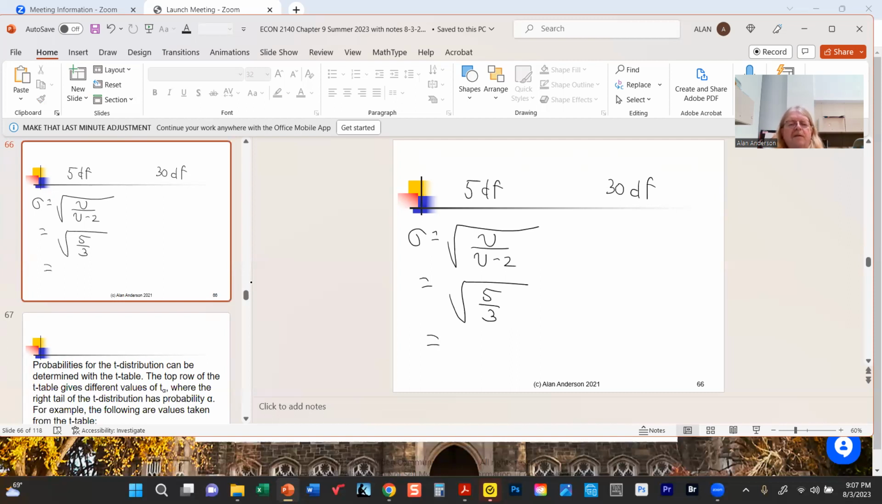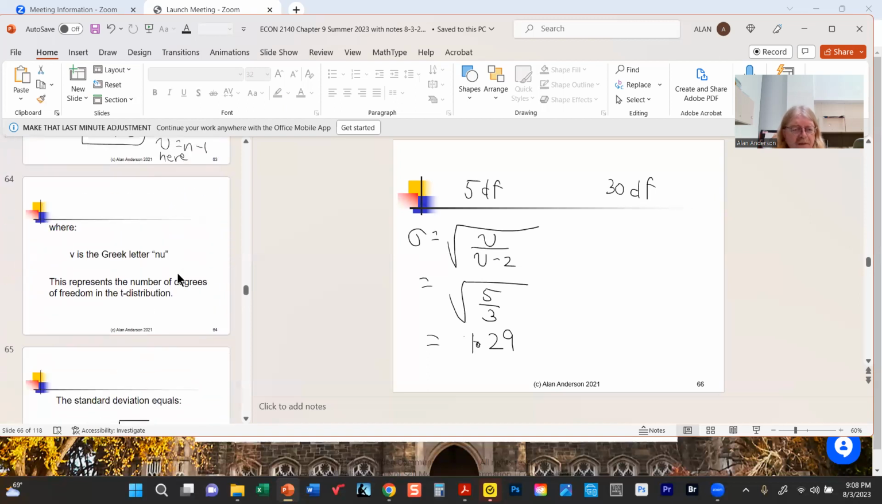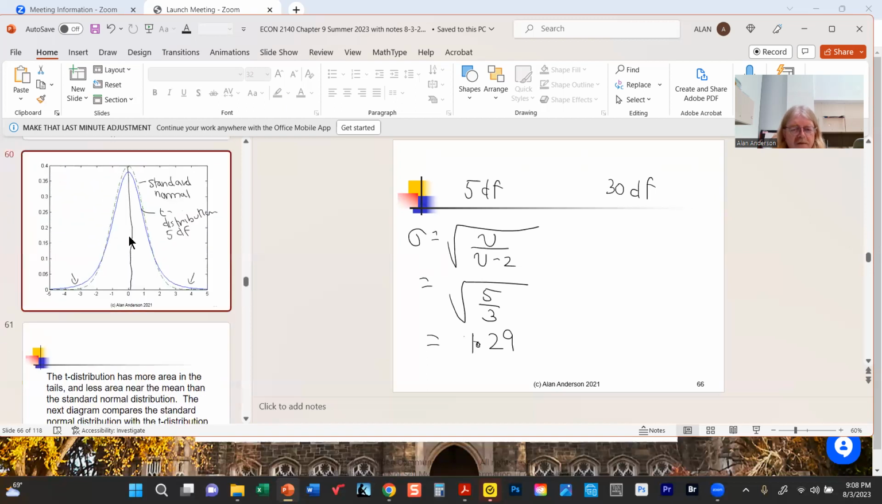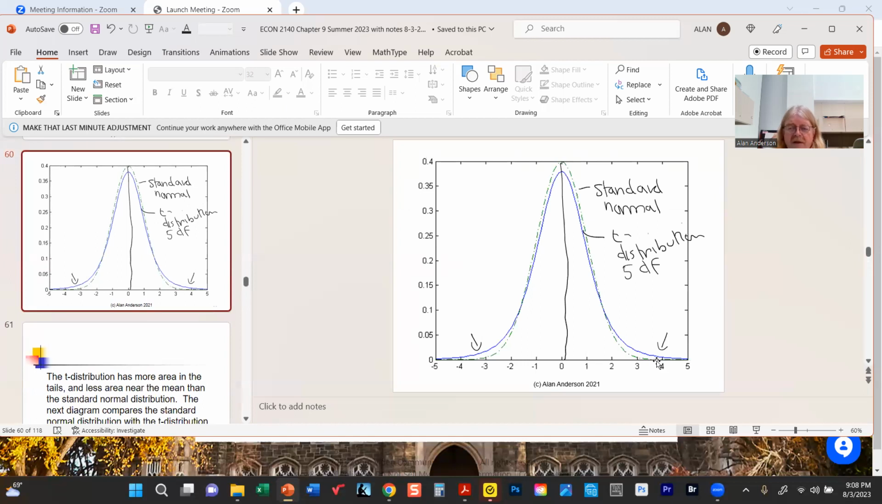So radical 5/3 is approximately about 1.29. Now you know that the standard normal, this would be 1. 1.29, oh my God, that's almost 30% higher. That's why with 5 degrees of freedom, the curve is spread out the way it is, because the standard deviation, rather, is about 30% more than it would be for the standard normal. And that's indicated by the spread. The tails have more area, the center has less.